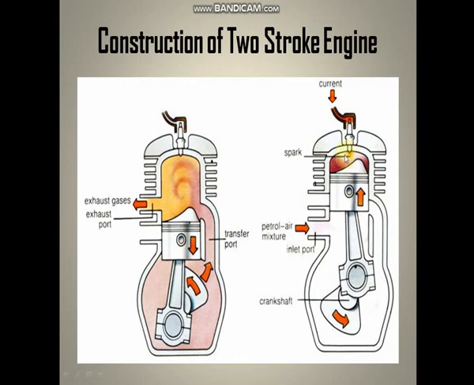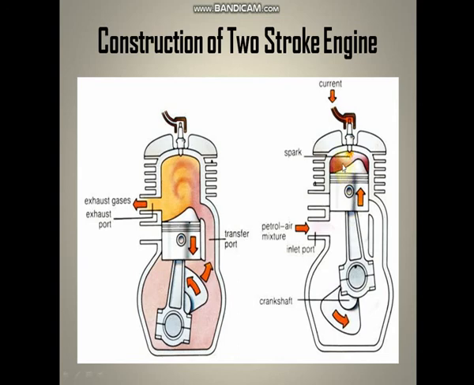Due to the firing of the spark plug, the air fuel mixture will be completely burned and create a thrust onto the piston crown or piston head, and the piston will move in the downward direction. It means the expansion process will be done here during the downward stroke or downward motion of the piston.